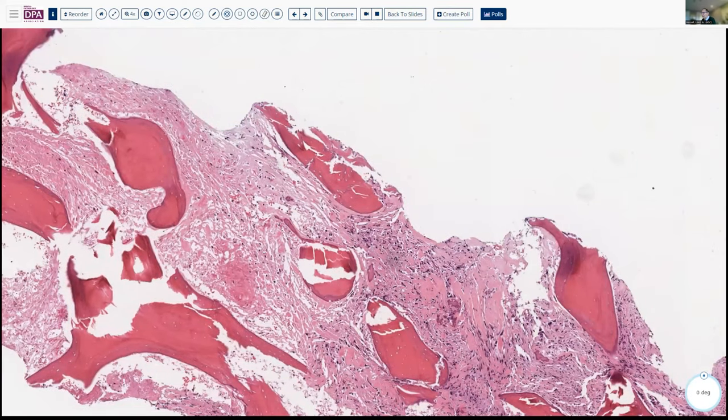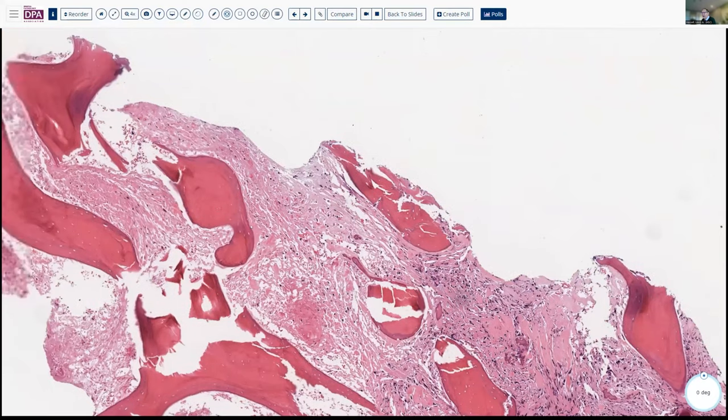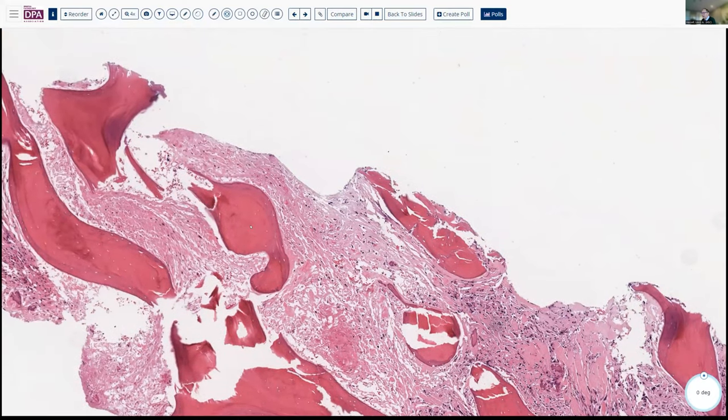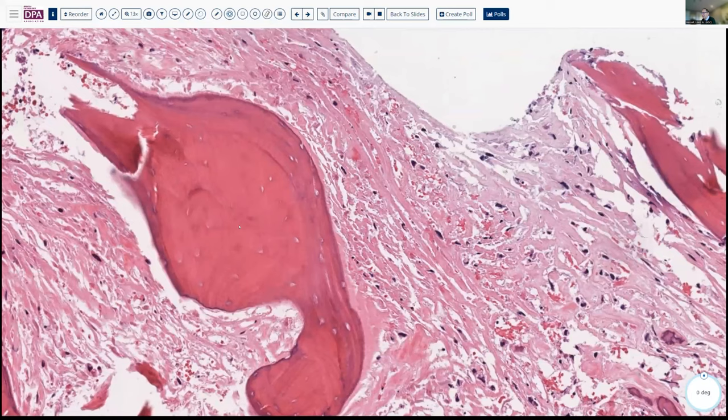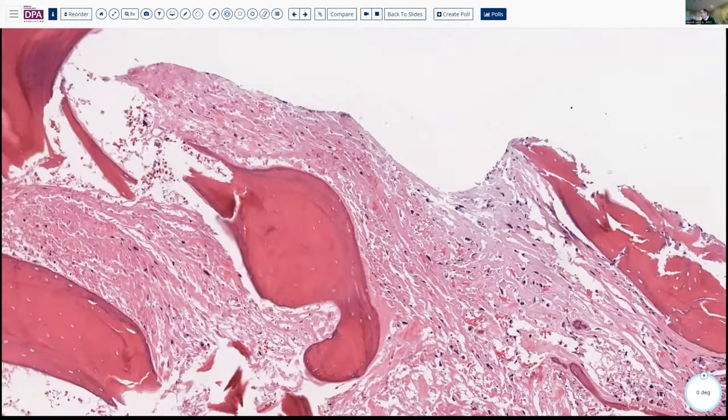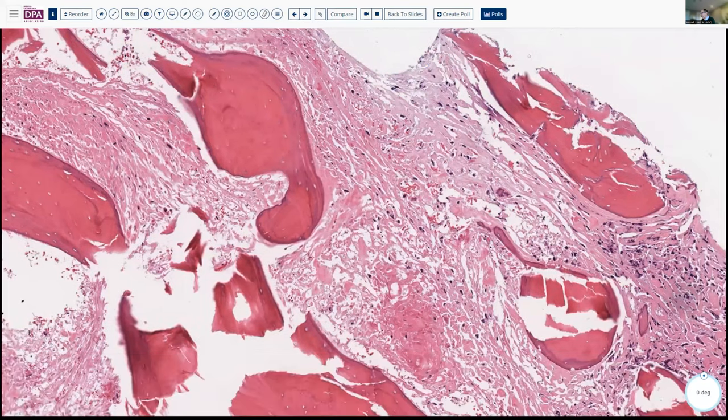But cellularity can be low, with an infiltrative pattern. And you can actually see here, there's even some degree of bony spicule necrosis that's been induced by the tumor. But here you see the atypia, even in these slightly necrotic areas of this tumor.